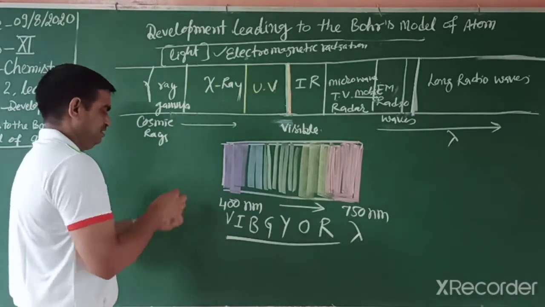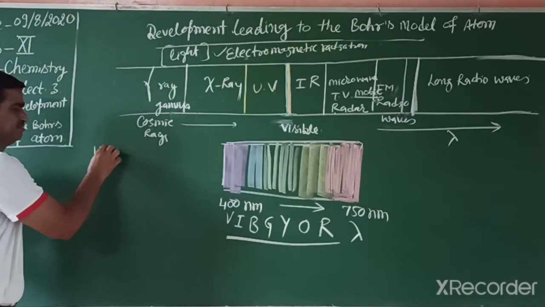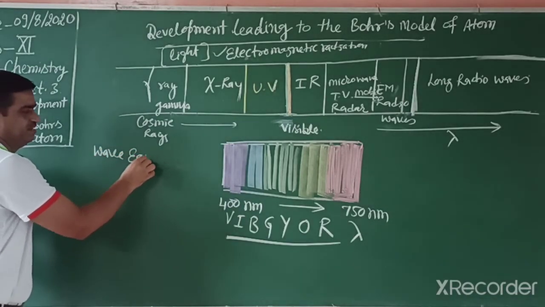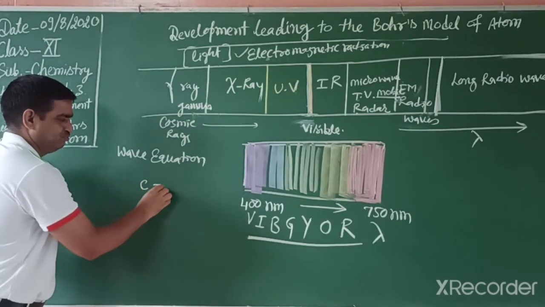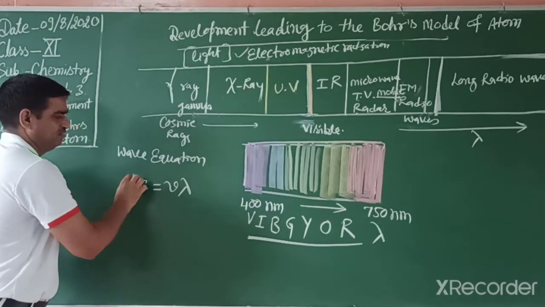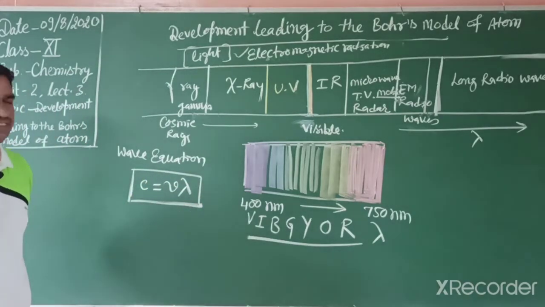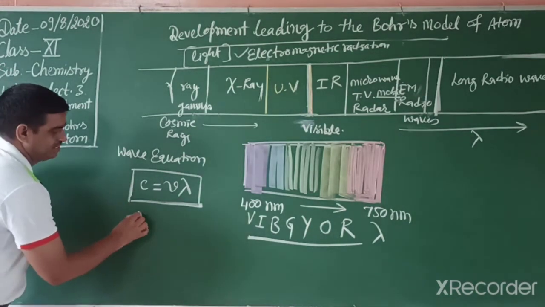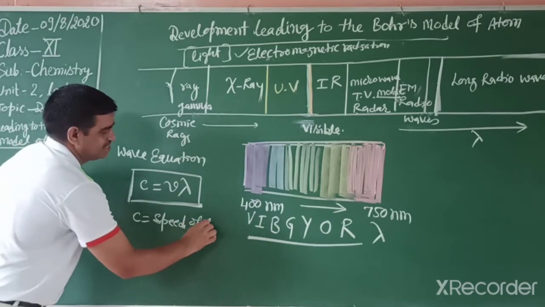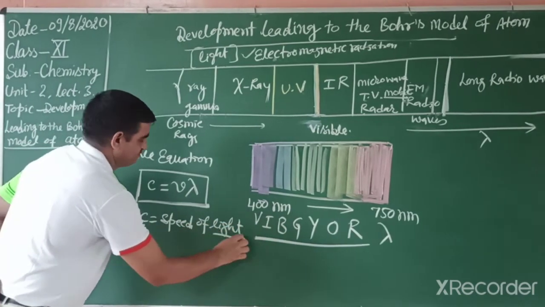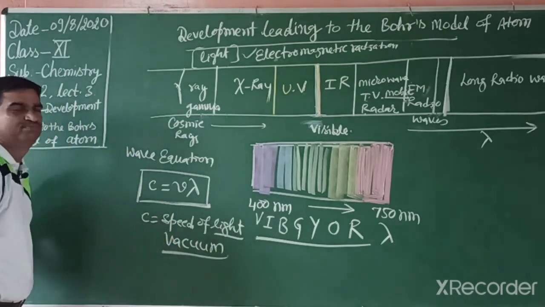Another one we studied in 9th class, that is the wave equation. All of you know, we studied the wave. What is the wave equation? That is C is equal to nu lambda. We all know this is the wave equation given in 9th class physics. What is C? C is the speed of light in vacuum.